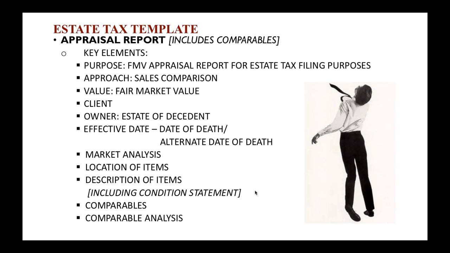The effective date is the date of death, or the alternate date of death, which I've never had to use, but you should be aware that a lawyer may give you an alternate date of death, which is 6 months after the date of death. You're going to include a market analysis, the location of the items, the description of the items, including condition, as we noted before. That's really important in terms of the value, comparables, and the comparable analysis.